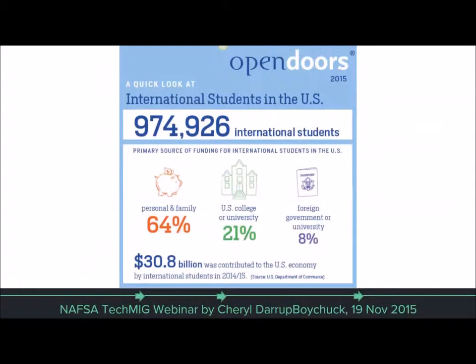So let's consider the financial capacity issue. We have this very fresh data from this week's release of the highly anticipated Open Doors data. 64% of the 975,000 international students currently in the U.S. cited personal and family funds as their primary source of funding to pay for their tuition and living expenses. So in the vast majority of cases, bank statements or bank letters of reference were used early in the admissions process to satisfy that requirement to prove sufficient funds.